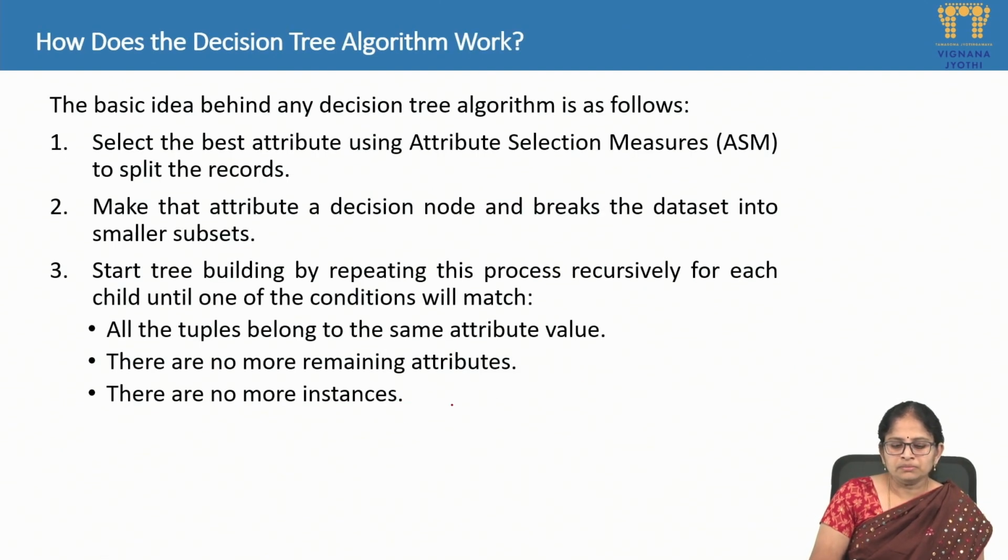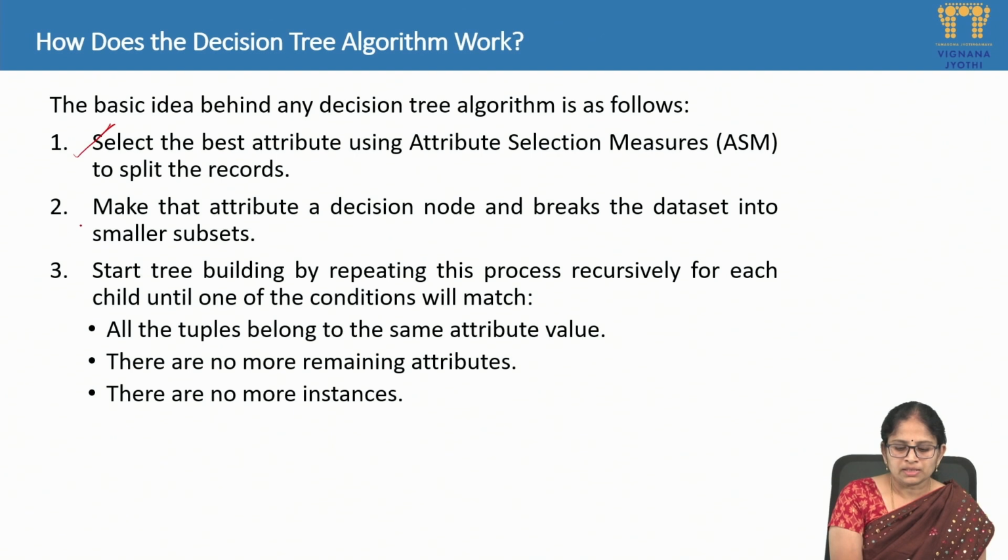So this is the working principle of the decision tree algorithm. So initially, select the best attribute using the attribute selection measure. The main objective of the entire decision tree algorithm is to select the best attributes to conduct a test at different levels of the tree construction. So first we have to select the root node. That is the first step of the decision tree algorithm.